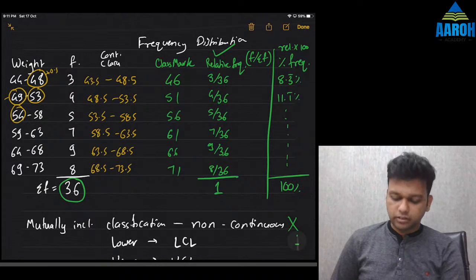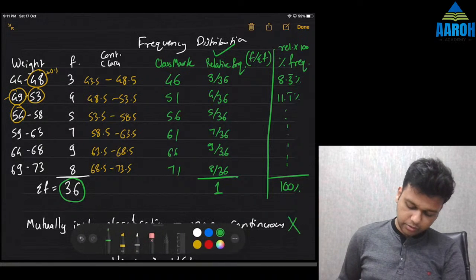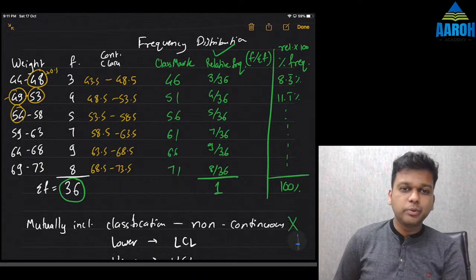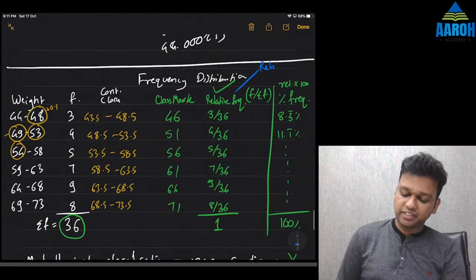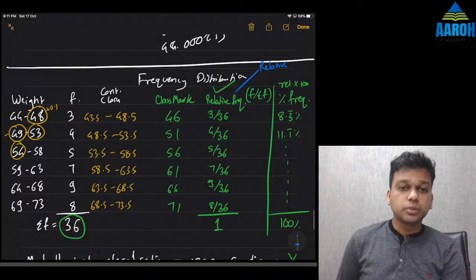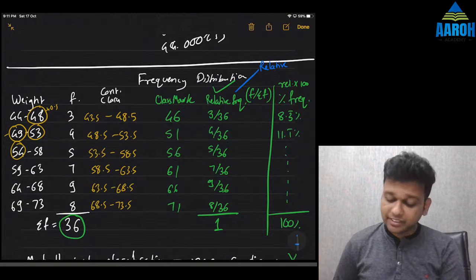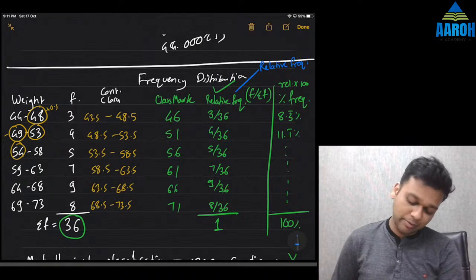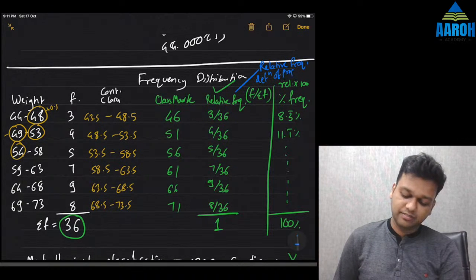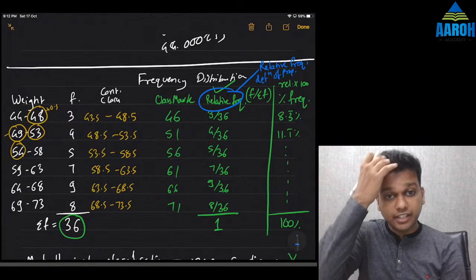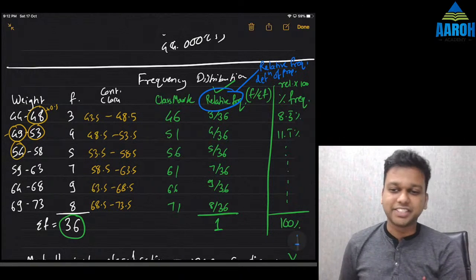Where is this used? I hope you remember, Rishuraj, the relative frequency definition of probability. I think there is something like the relative frequency definition of probability, right? Maybe. Where we use this relative frequency.